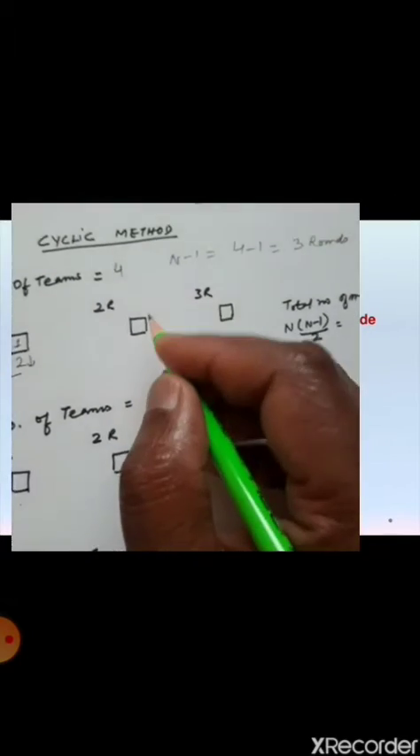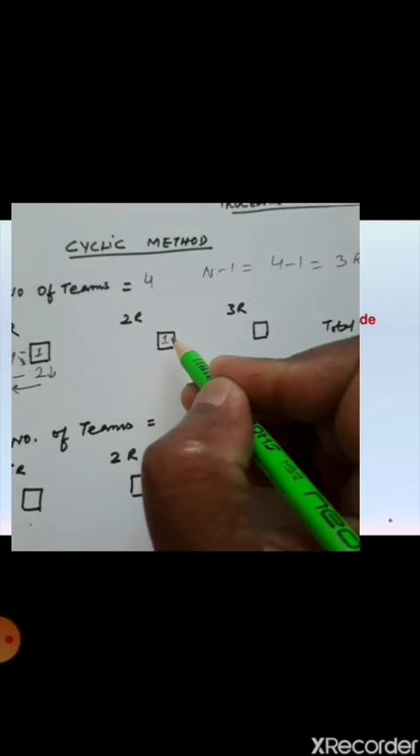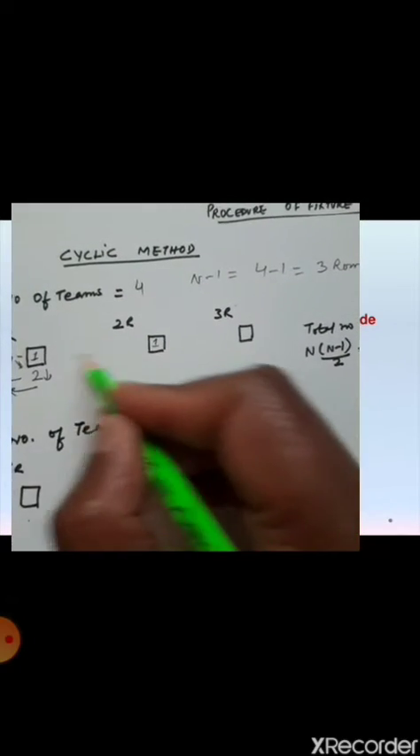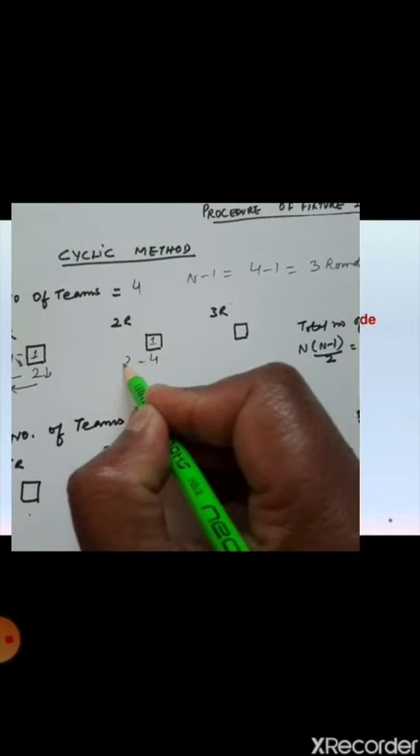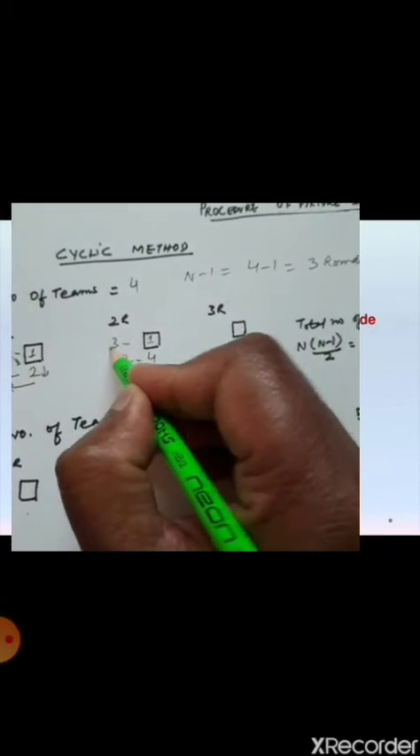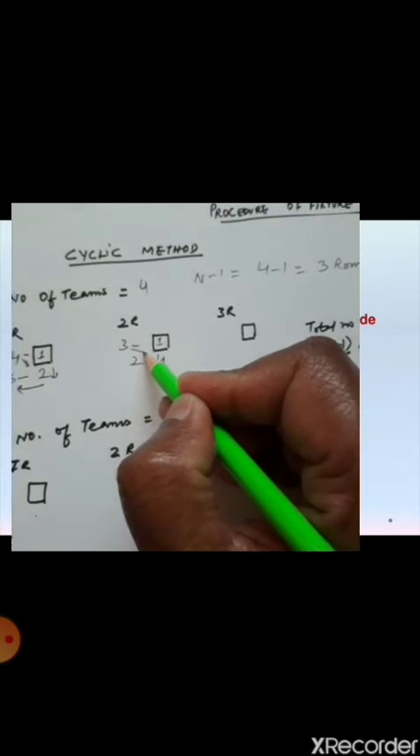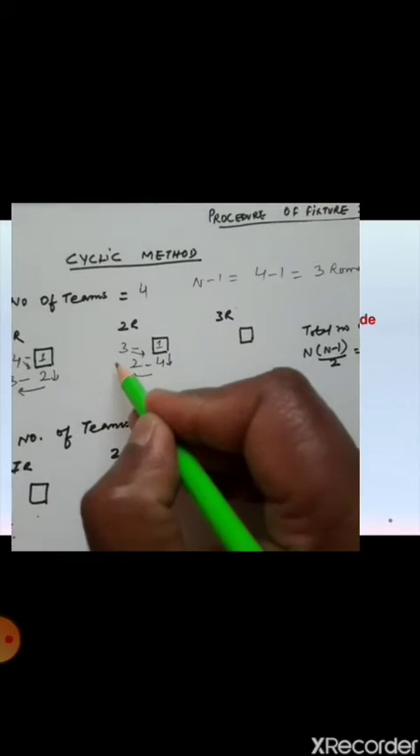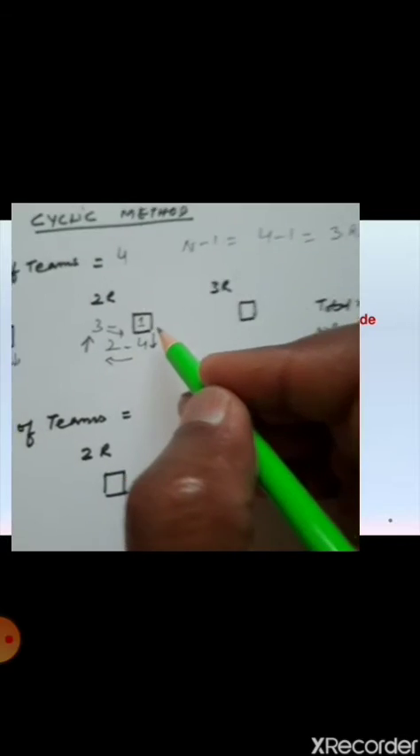Now let's see what will happen in the second round. Team number 1 is again fixed here. All right, and 4 is brought down, so 4 will be here, 2 here and 3 here. So this is the second round, and for the next round again the teams will move like this in a clockwise direction in front of team number 1.